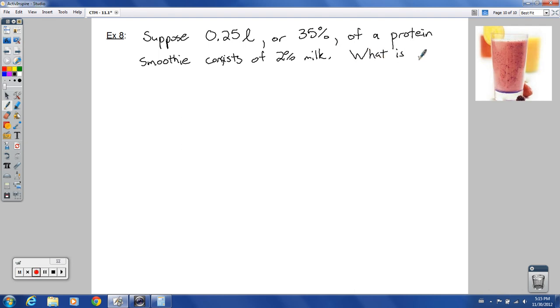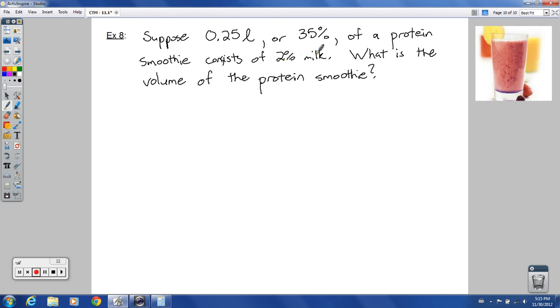And my question to you, what is the volume, in other words, the total volume of the protein smoothie? What is the volume of the protein smoothie? So what type of question do we have here? You may be thinking, oh, I got to use 2 somewhere. Think about this in the context of the problem.